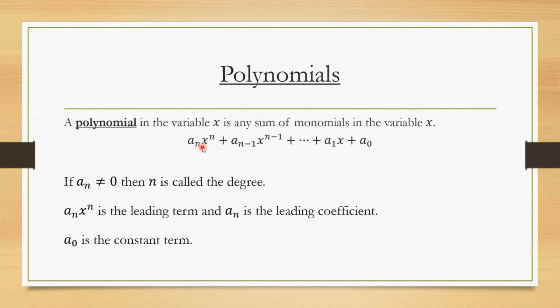Now, the biggest power of x, the n here, assuming this a sub n is not 0, we say n is the degree of the polynomial. In other words, the degree of a polynomial is the biggest exponent of x. And the term with the biggest exponent of x, that's this a sub n, x to the n. That's called the leading term. This a sub n here is called the leading coefficient. And this a sub 0, we call it the constant term.